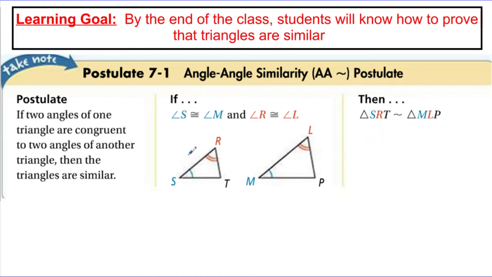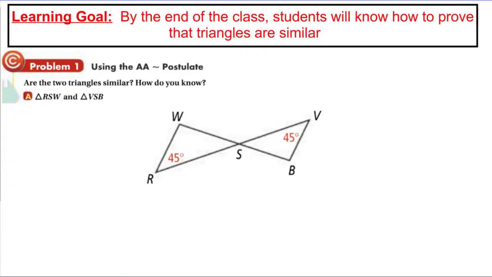So I know that if you set up SR over ML, and you got the fraction, and you set up ST over MP and you got the fraction, I know for sure that that proportion is going to work. We don't have to prove all the other stuff in a triangle as long as we show that two angles in one are congruent to two angles in the other. So let's kind of see this in an example.